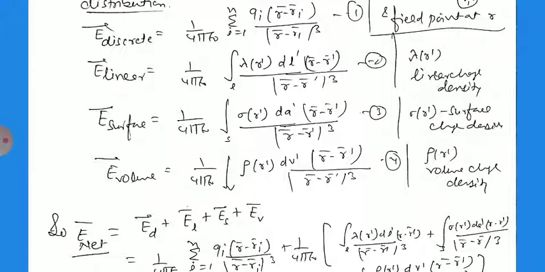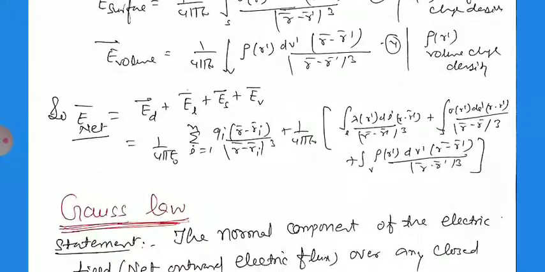If in a system all types of the charge distributions are present like the discrete, linear, surface and volume, then what is the net value? We can add in the vector form. So the E net equal to the E_d vector plus the E_l vector plus E_s vector plus E_v vector. So all are added. Now the very important topic for this electrostatics, that is the Gauss law, Gauss प्रमेय, Gauss theorem. What is the statement?